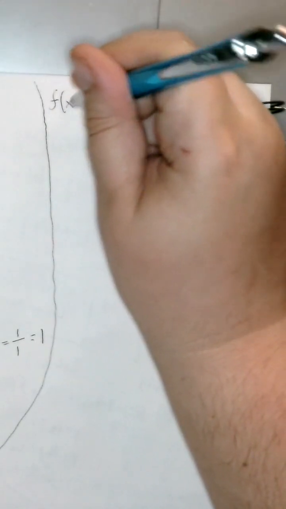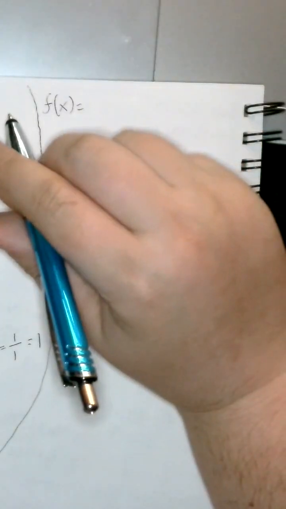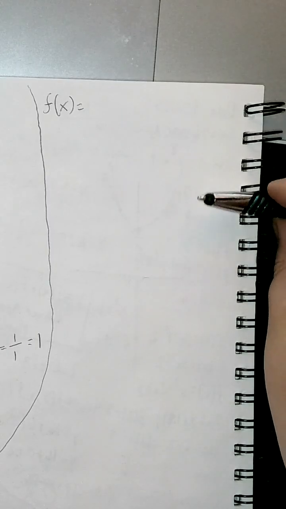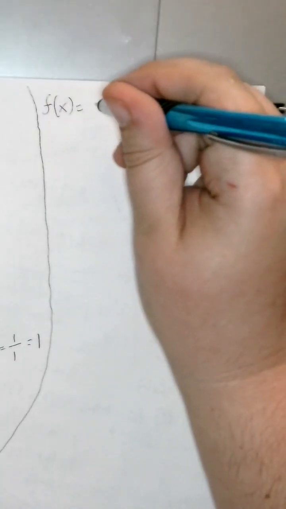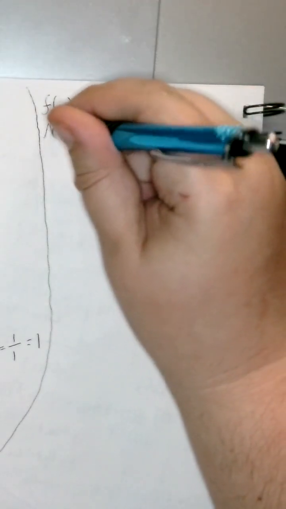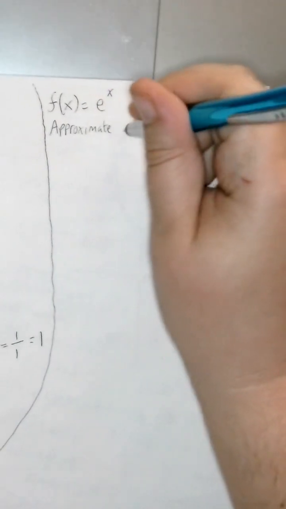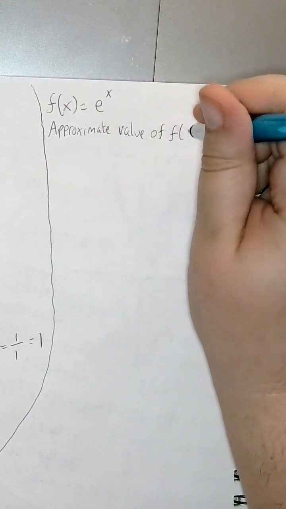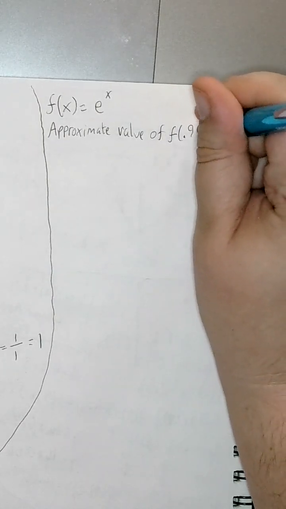f of x is equal to... That's okay as long as we get some vids since we prefer live. Fair enough. So let's do e to the x. I want to approximate the value of f of 0.99.